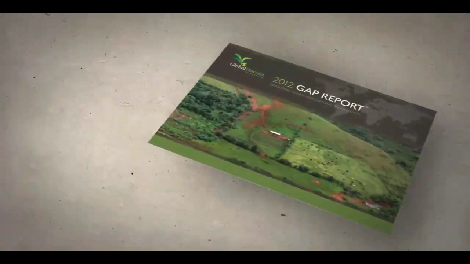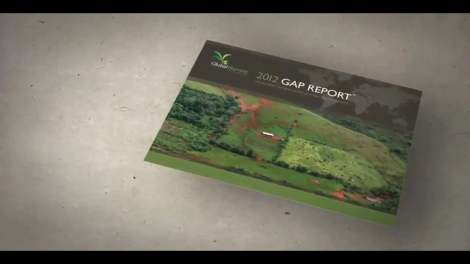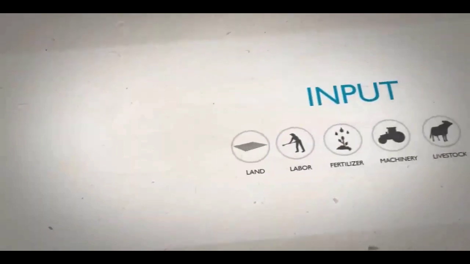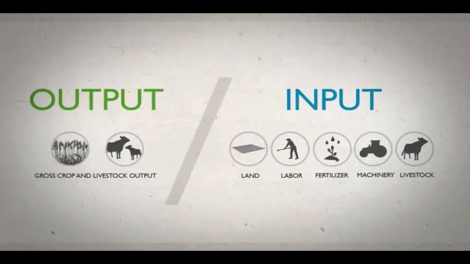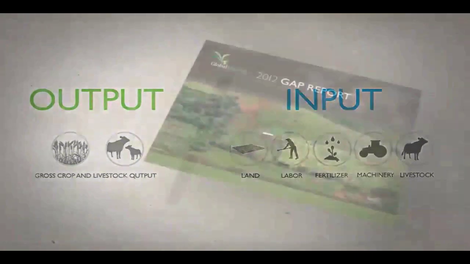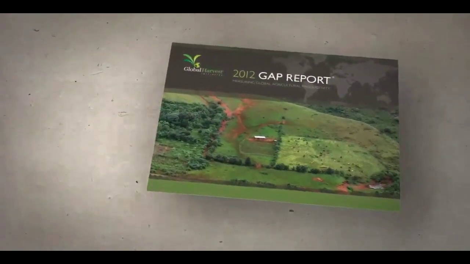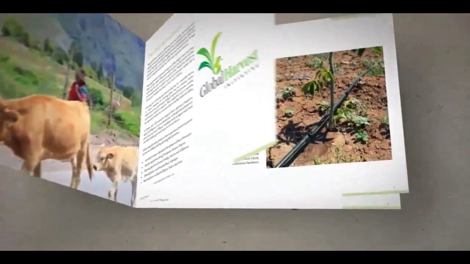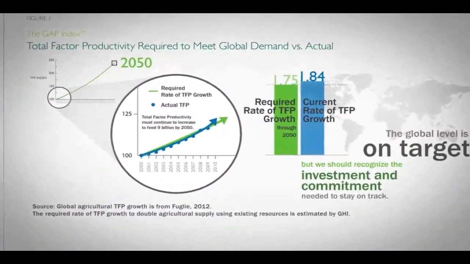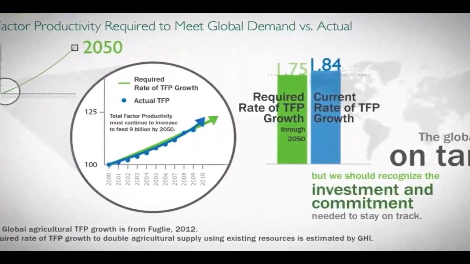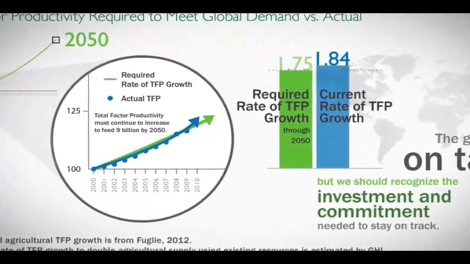The GAP report measures productivity growth in terms of total factor productivity, or TFP. What Total Factor Productivity tries to do is look at all of the resources being used in agricultural production. It says, can we use those resources more efficiently? It allows us to get more output from that whole bundle of input. The GAP report features the signature GAP Index, an annual measurement comparing the rate of total factor productivity growth against the growth rate of 1.75 required to meet global needs. This year's report indicates that global TFP is rising at an average annual rate of 1.84%.